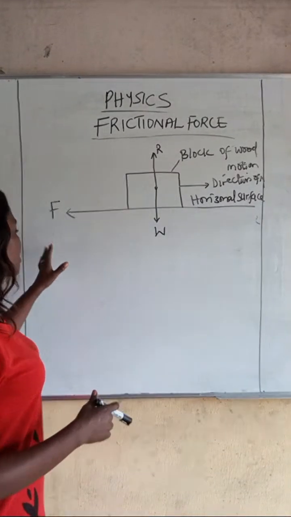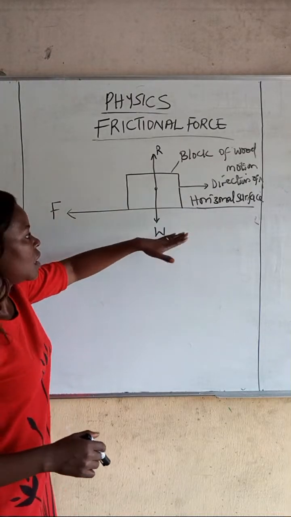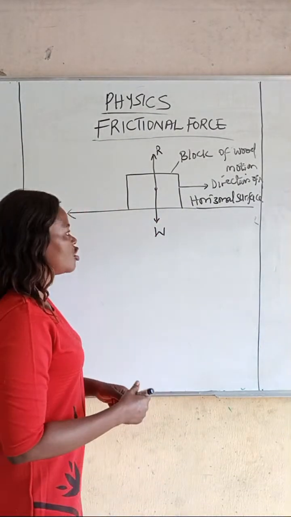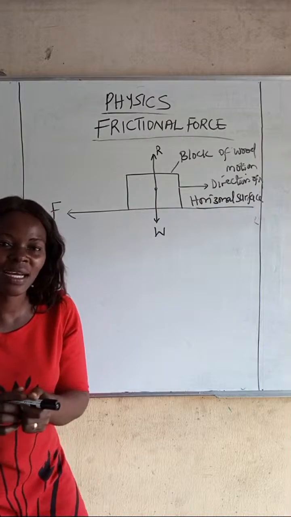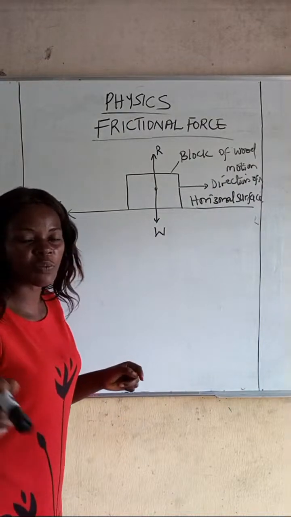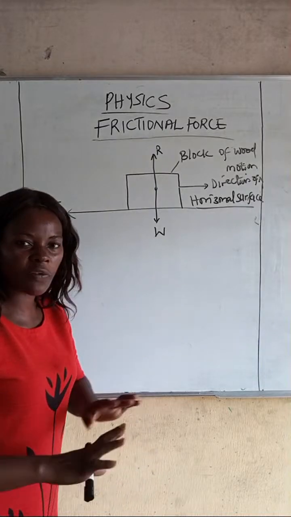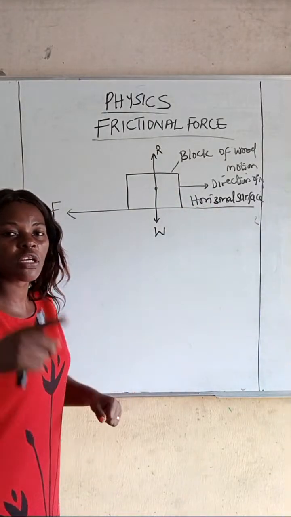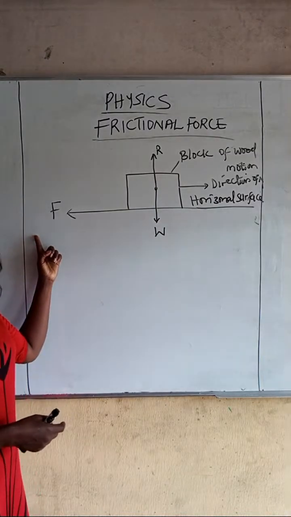Okay, let me explain the diagram we have. This is a block of wood, and this is a horizontal surface. It's just like carrying a wood, putting it on the ground. Then you now drag it. Direction of motion means that this block of wood is dragged this way. But the frictional force, because it's a force of opposition, right? The horizontal surface is a rough surface, but the log of wood is a smooth surface. So because this is going this direction, frictional force will go opposite of this direction. So this is the frictional force.